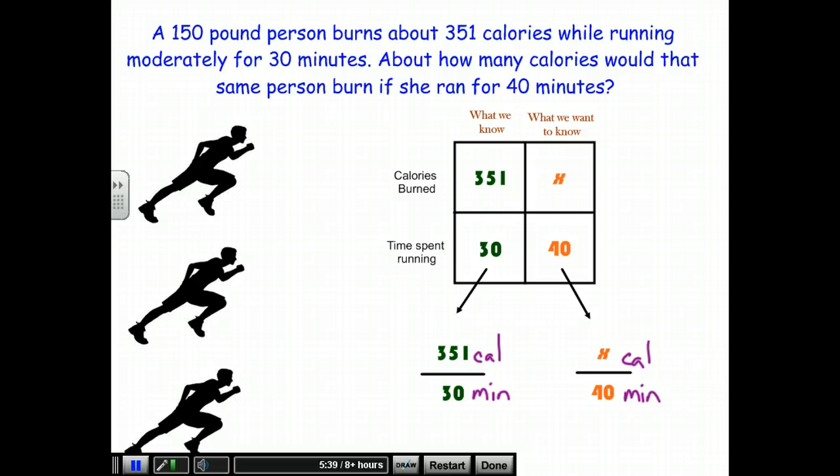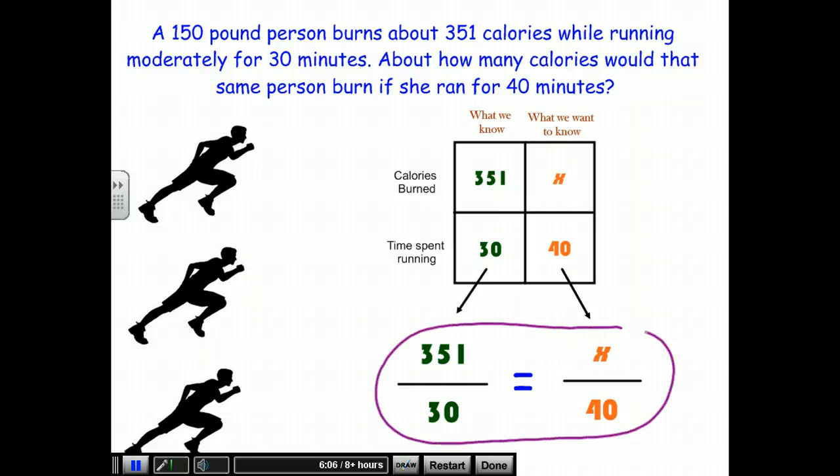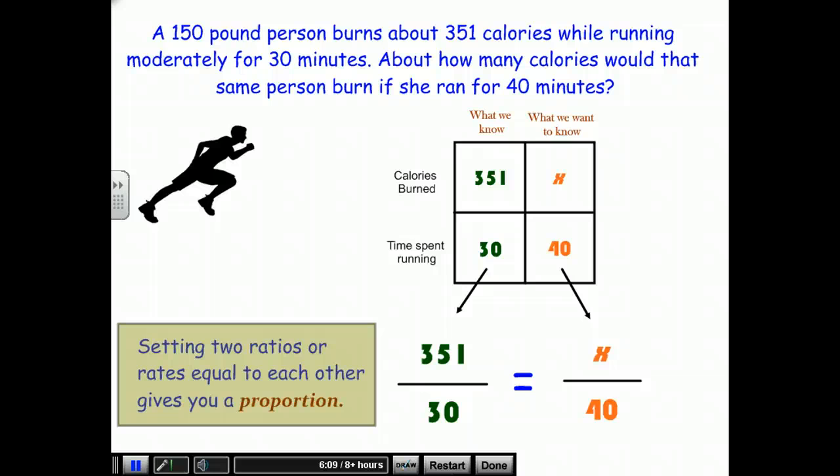Now if we assume that she burns about the same amount every minute as she's running, if she continues running, then these actually represent comparisons of the same thing. If we change these back to unit rates, their calories per minute should be the same. So their ratios should be the same. And when we create something like this, where we're comparing two different ratios or two different rates, we end up with what's called a proportion. Setting two ratios or rates equal to each other gives you what's called a proportion.